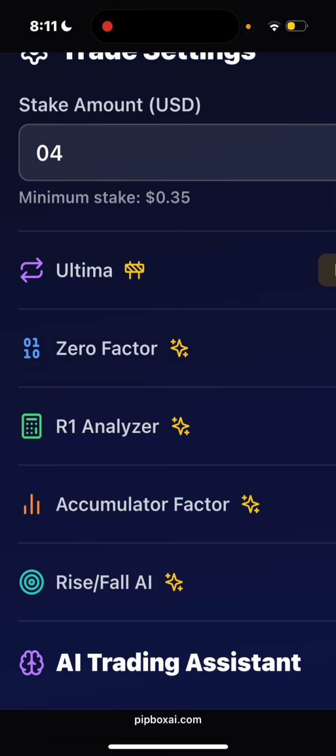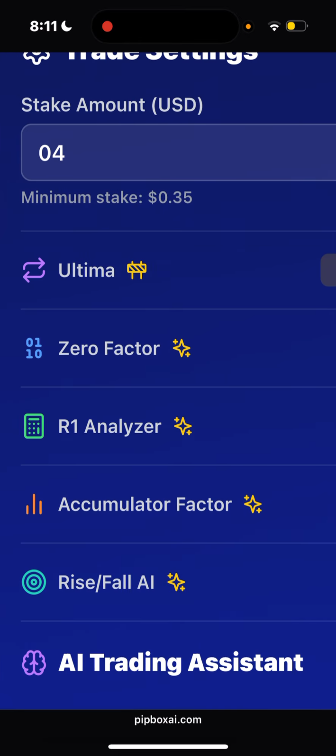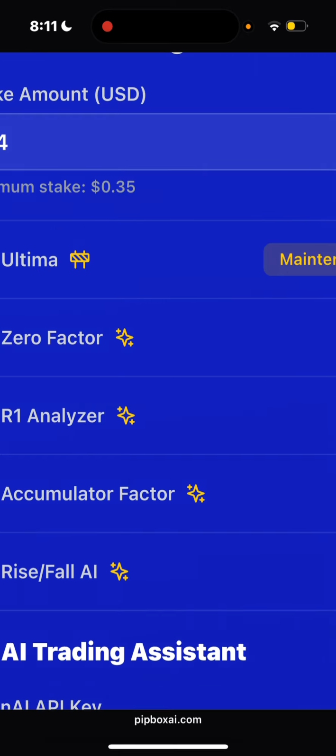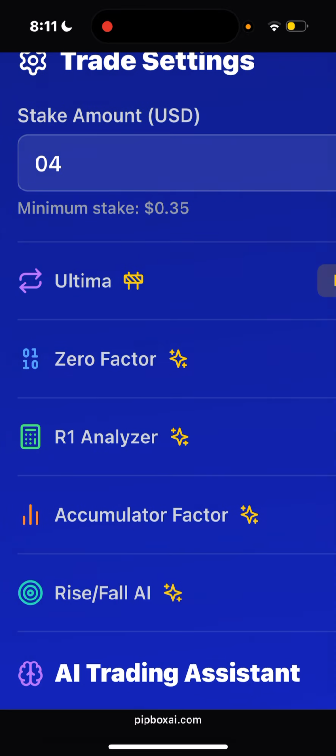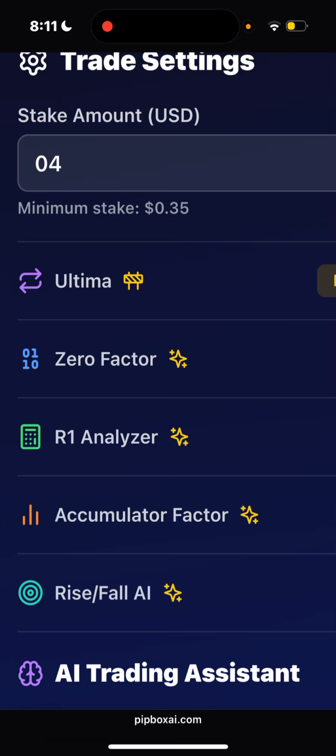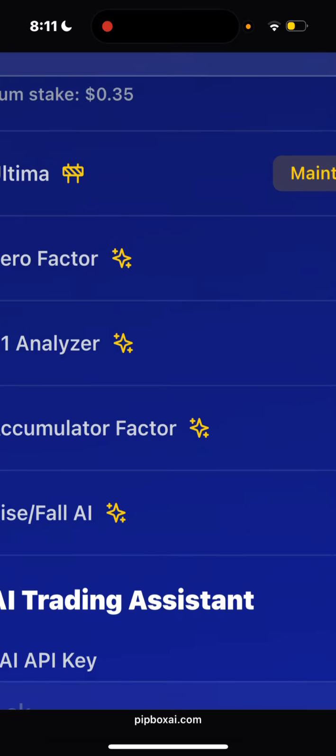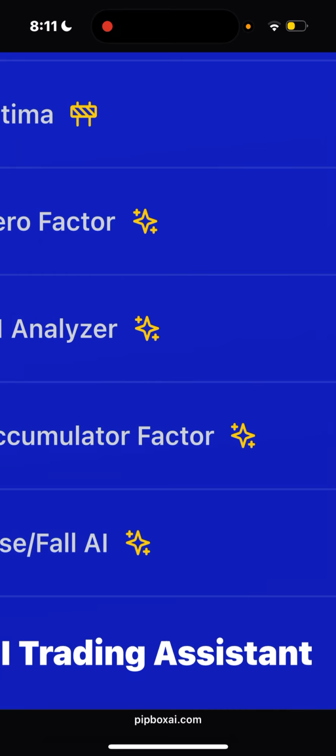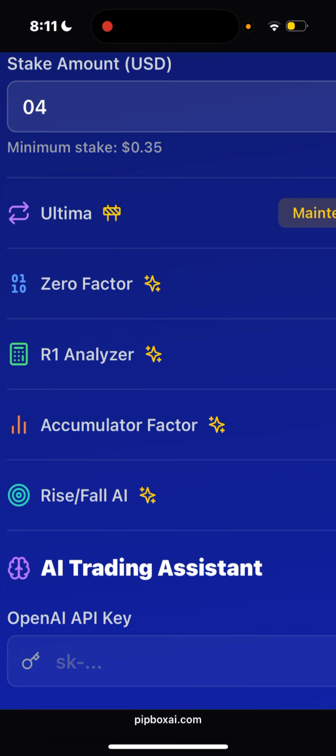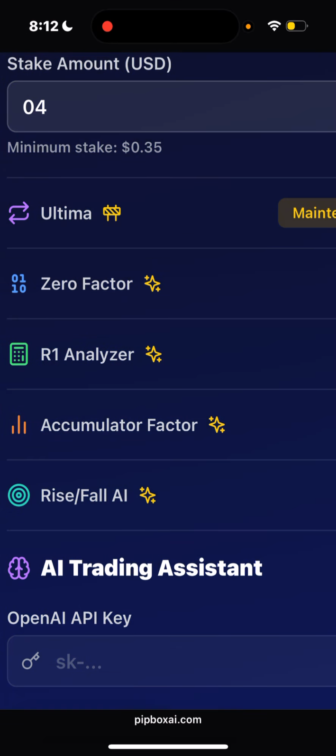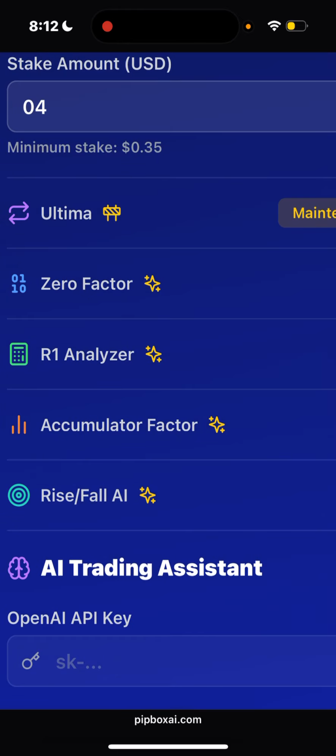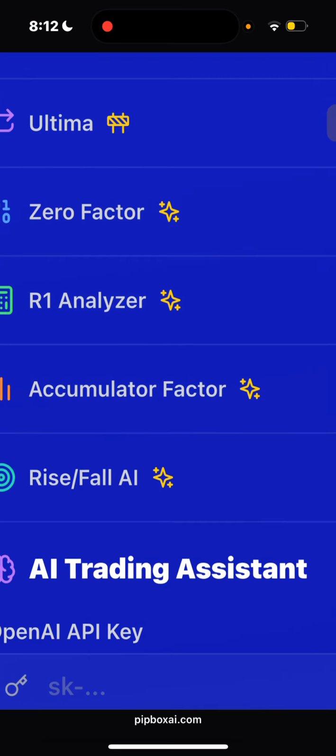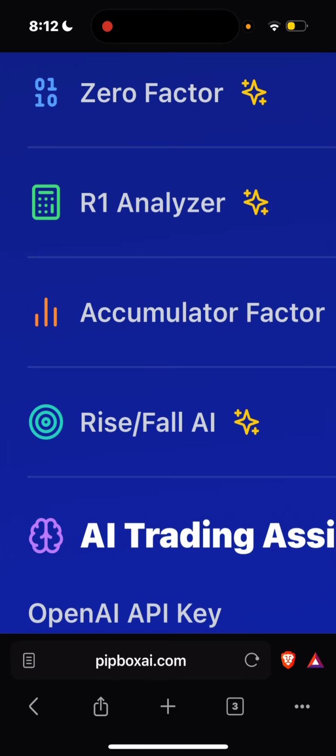I have given tutorials on Zero Factor, which is actually one of the best auto trading systems on this site. I have also given a tutorial on the R1 analyzer and how to check the volatility factor of an index using it. I have also given a tutorial on the accumulator factor and how bad it is. It just likes floating in profit and then losing it, even when you're trading manually. But one thing I haven't shown you guys how to use is the Rise and Fall AI.